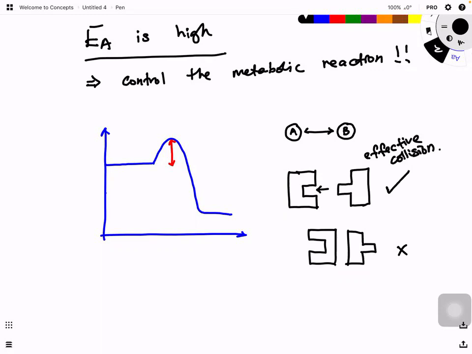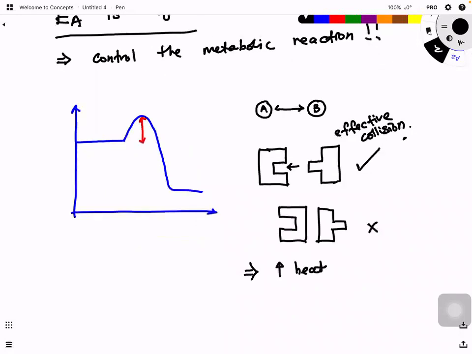Are you clear? This kind of effective collision allows the bond formation and the bond breaking, forming a new product. The energy required for the reactant to go to this transition state is termed the activation energy. In order to have more effective collisions, one of the common ways is to increase the temperature by supplying heat energy.